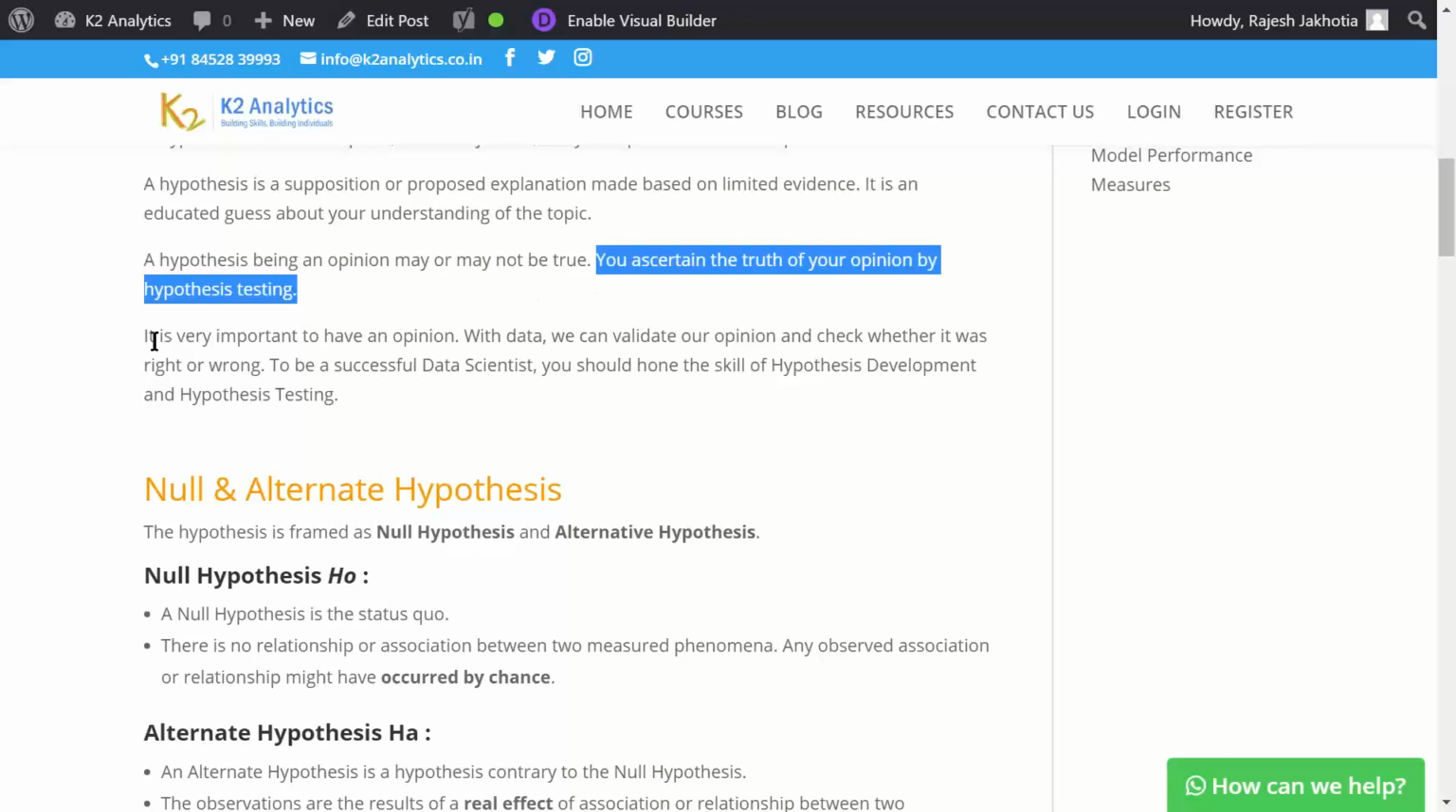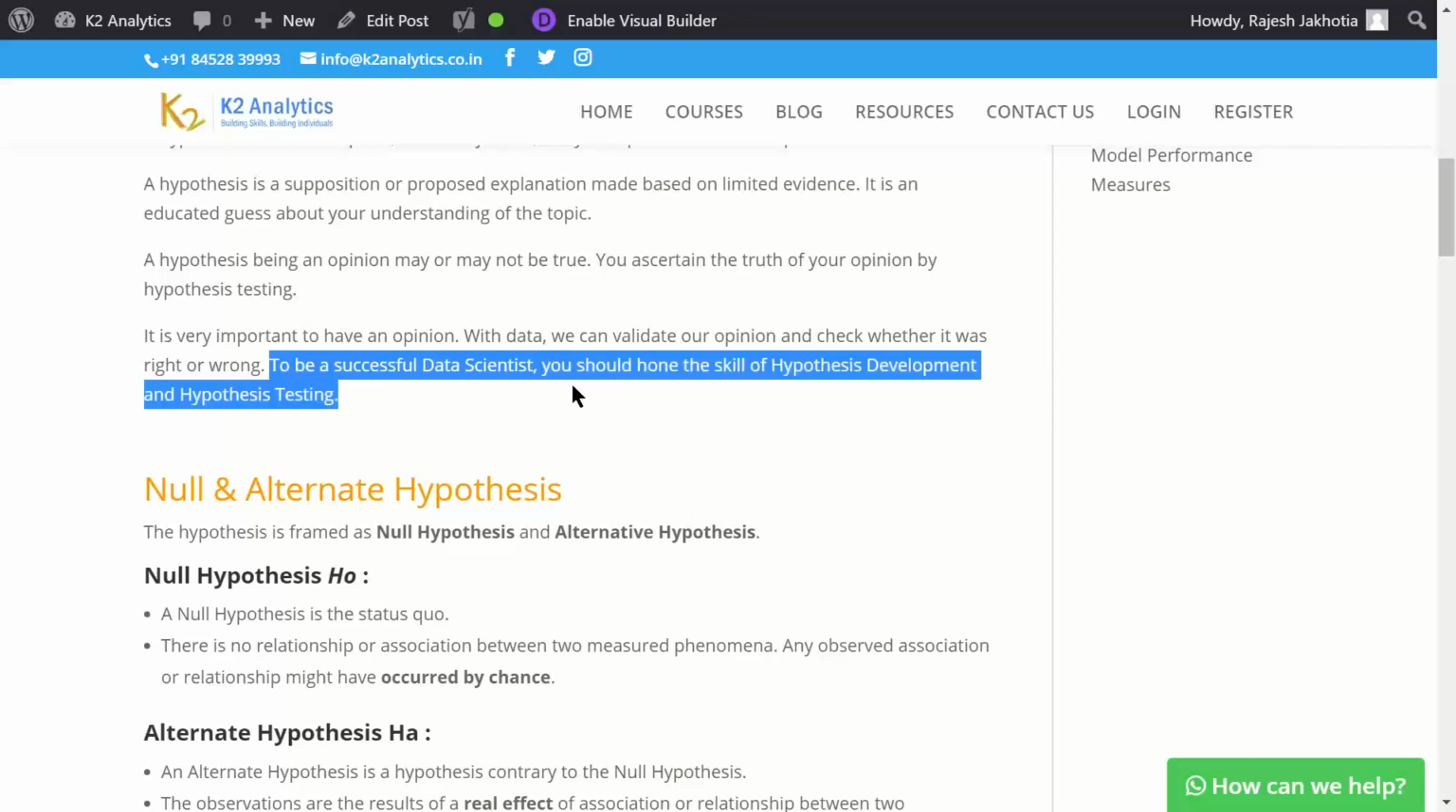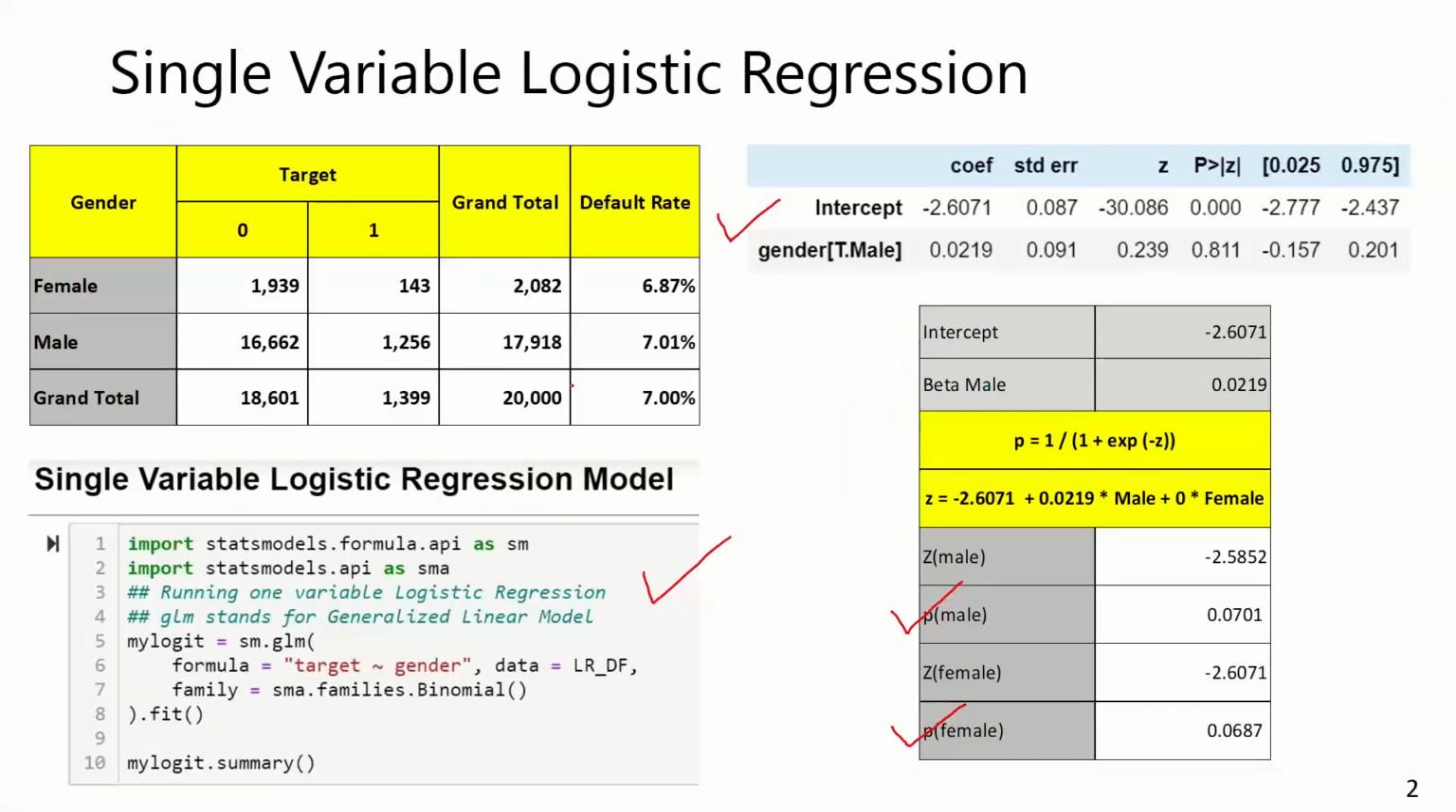And hypothesis testing is a very important part of machine learning model development. If you really have to be a successful data scientist, you should really hone the skill of hypothesis development and testing. Now let's just take this, and I am building a model. I have been given a data set and I framed a hypothesis that male are more likely to default compared to female. Let's see what is the fact.